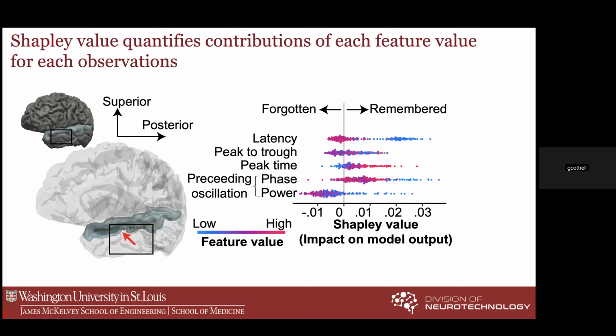So here's an illustration. Again, I take one context, I plot their Shapley values. The x-axis represents the Shapley value. The y-axis is the 5 parameters we were using for each context, and the color here denotes the feature value. Take latency, for example, we see higher Shapley value for lower latency value. What does it tell us? It tells us an early evoked potential is associated with successful encoding.